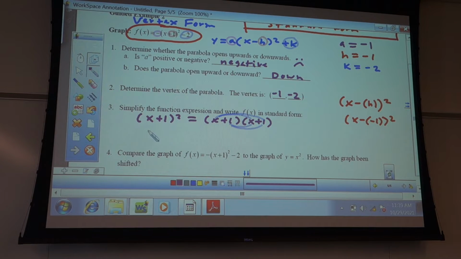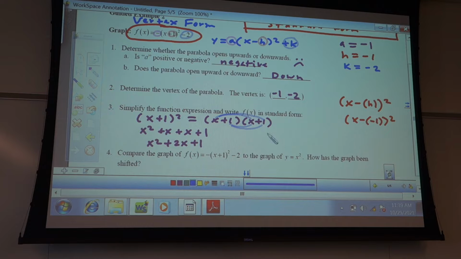So x times x is x squared. X times 1 is x. 1 times x is x. And then 1 times 1 is 1. I'm going to add all those together, and I'll get x squared plus 2x plus 1. Okay, so now I got to take that and put it back into my original function.